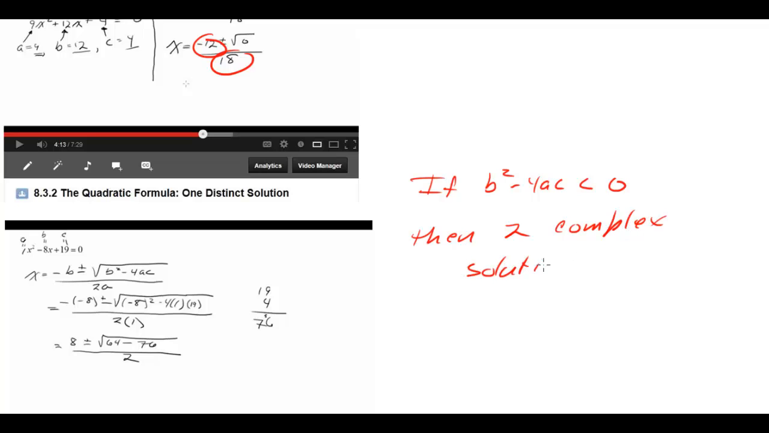Now, next time, we are going to look at a couple of applications of the quadratic equations. In other words, we're going to solve a word problem with a quadratic equation.